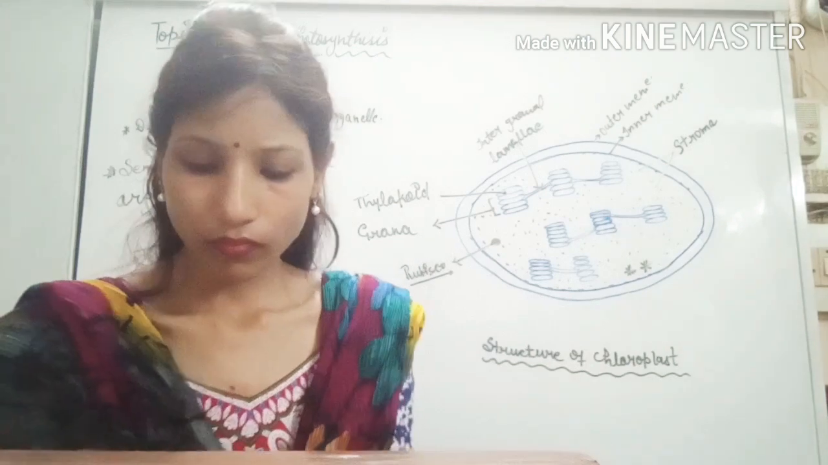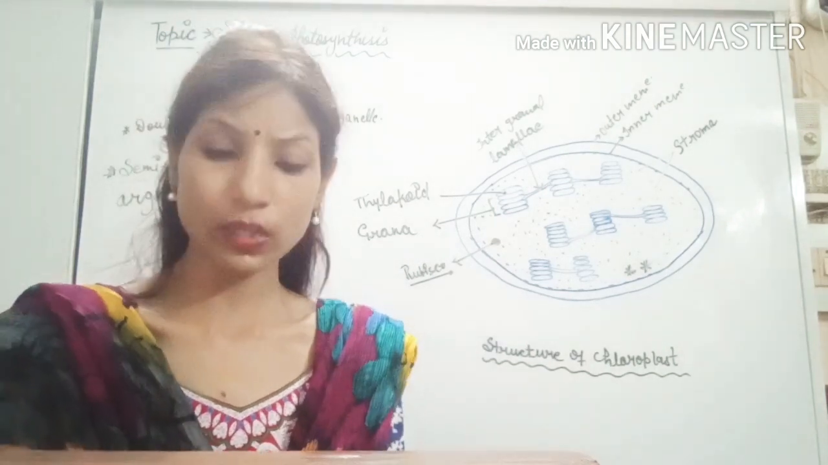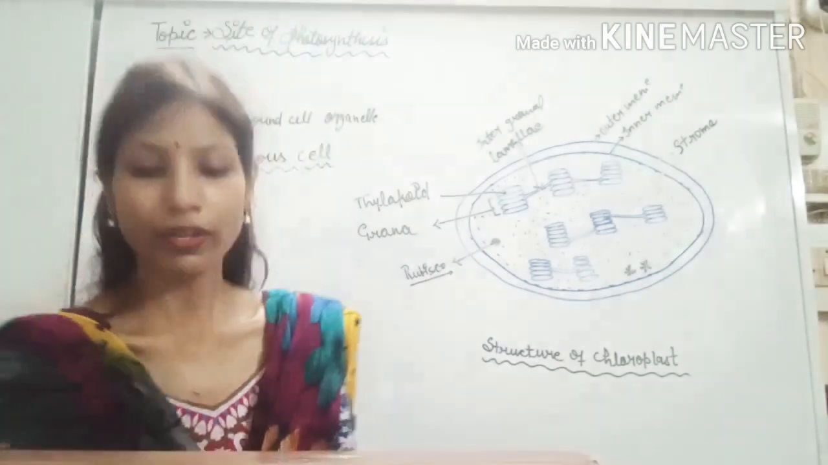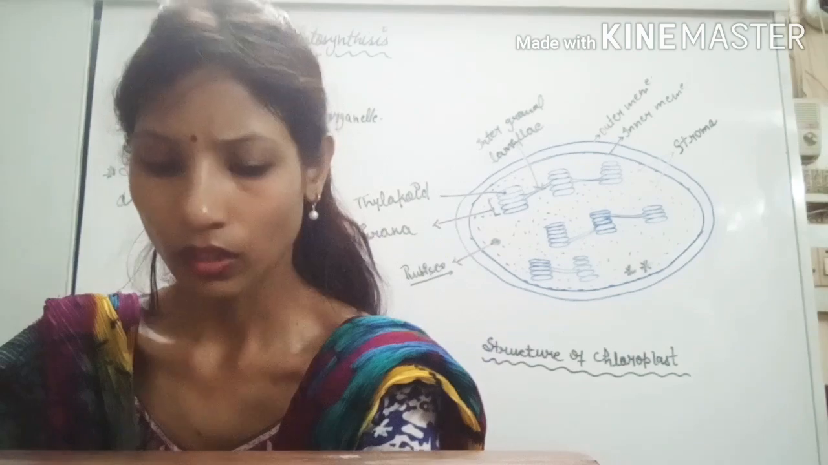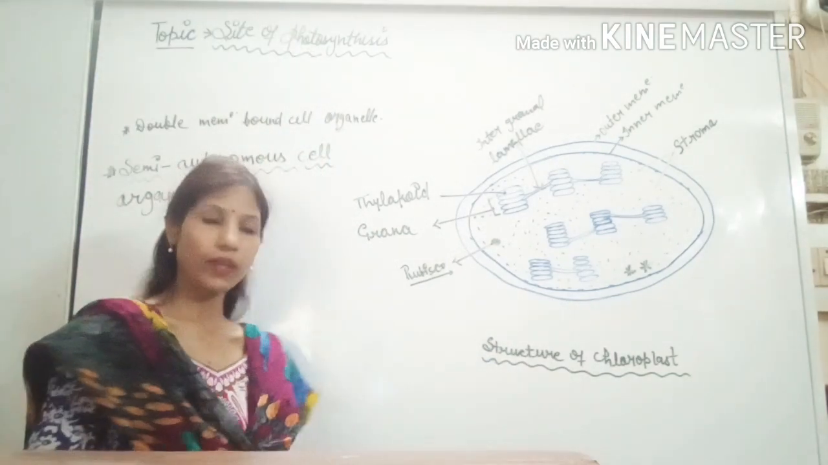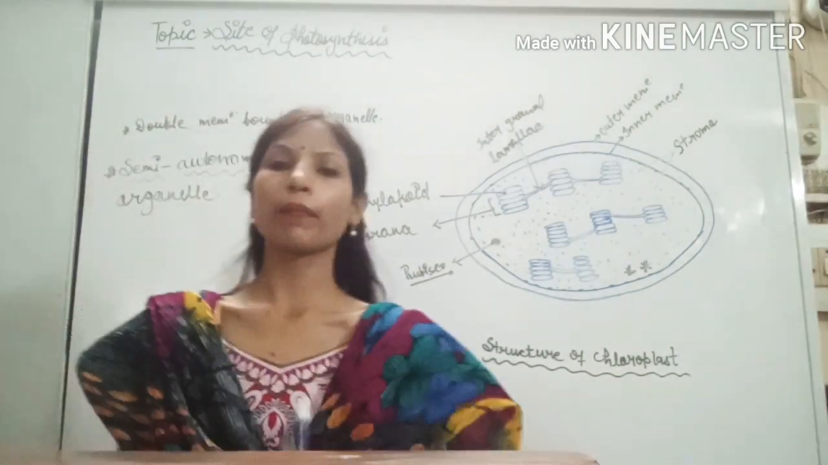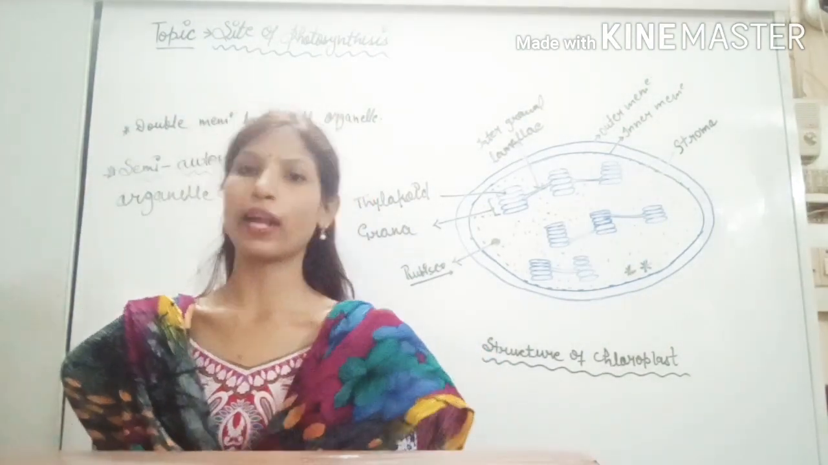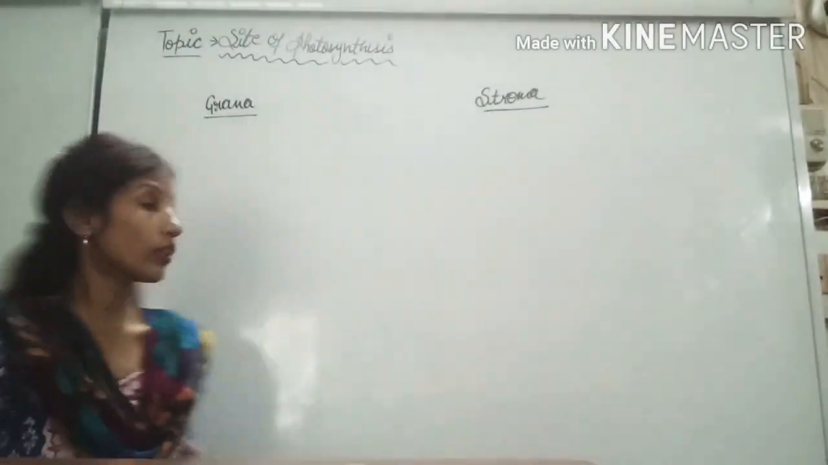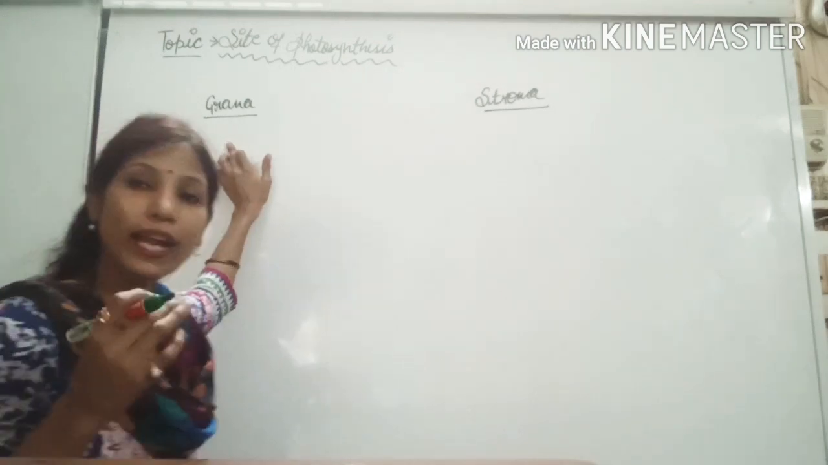Now the two things which are most important in the chloroplast, the ones we have studied, are the grana and the second thing is the stroma. So we will discuss the basic difference between the stroma and the grana. The grana is the site of light reaction.